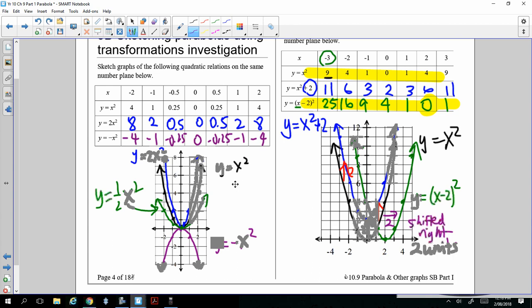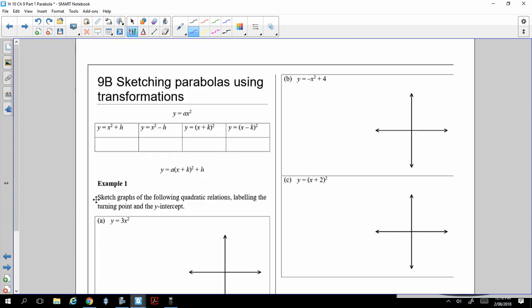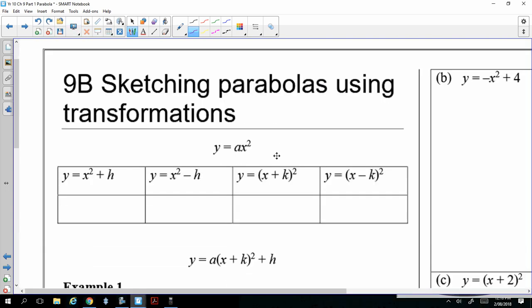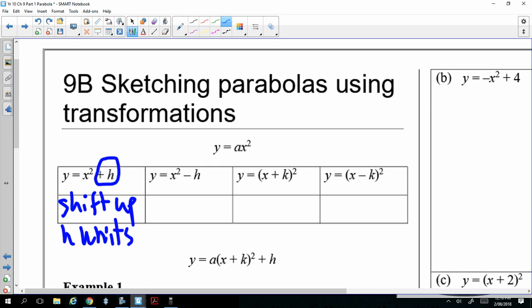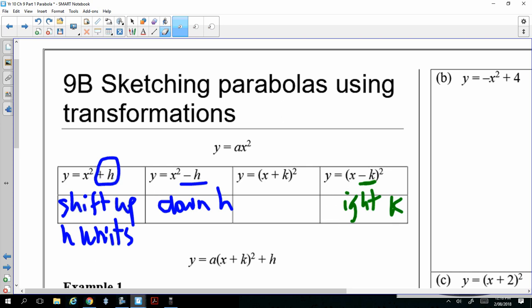Next page we're going to write down some conclusions. We learned the following: when you add an h to x squared, you shift up h units. And when you go -h, you shift down h. And when it's a -k, you go right k units. And if it's +k, you go left k units. Okay, good.